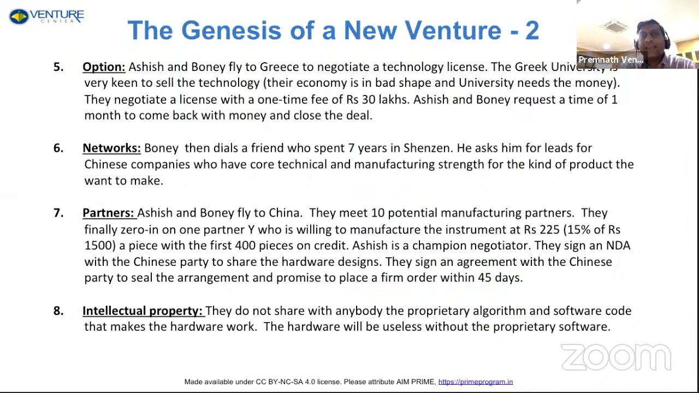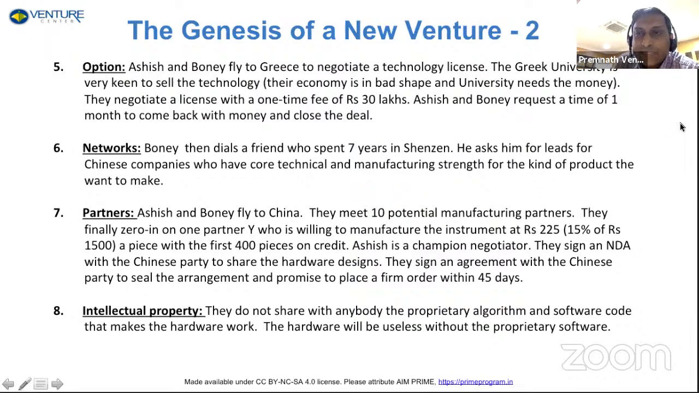Now, Boni then dials a friend who spent 7 years in Shenzhen. Okay. And he has some good technical networks. He leverages them. He asks for leads for Chinese companies with core technical and manufacturing strength for this kind of product that they want to make. And then once they've identified a few, they fly to China. They meet 10 potential manufacturing partners. They finally zero in on one partner, Y, who is willing to manufacture the instrument at 225 rupees.